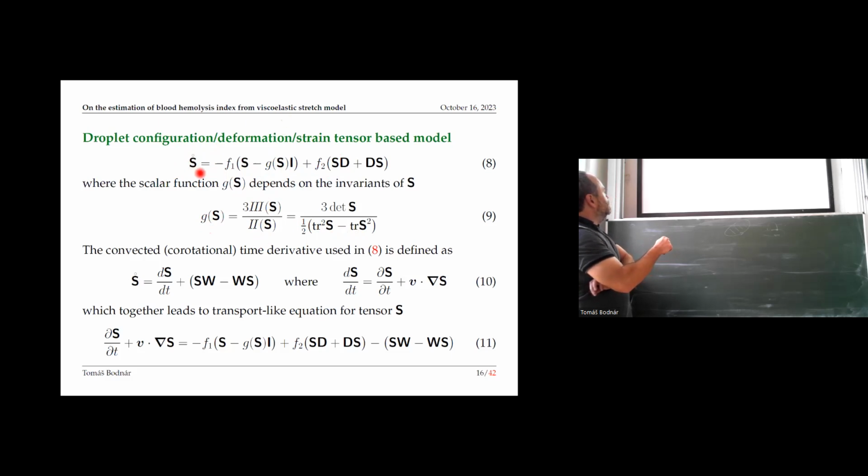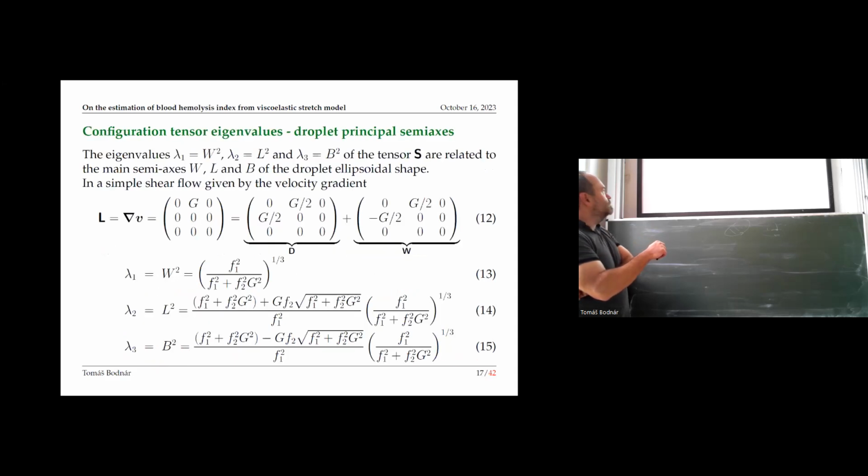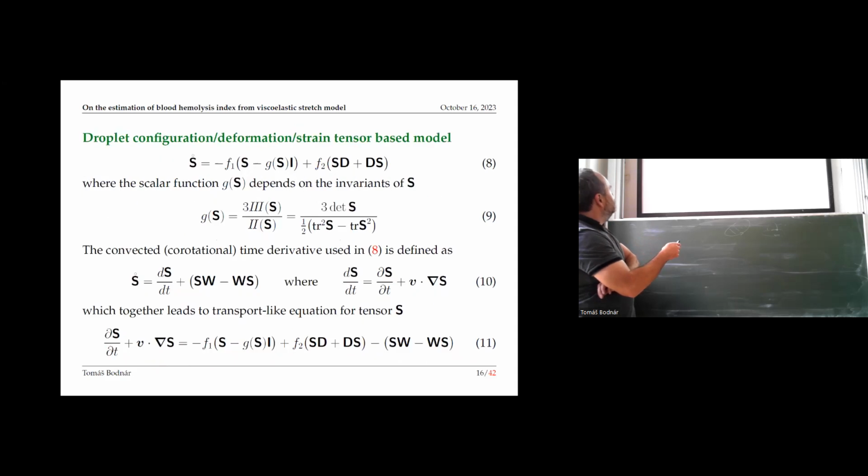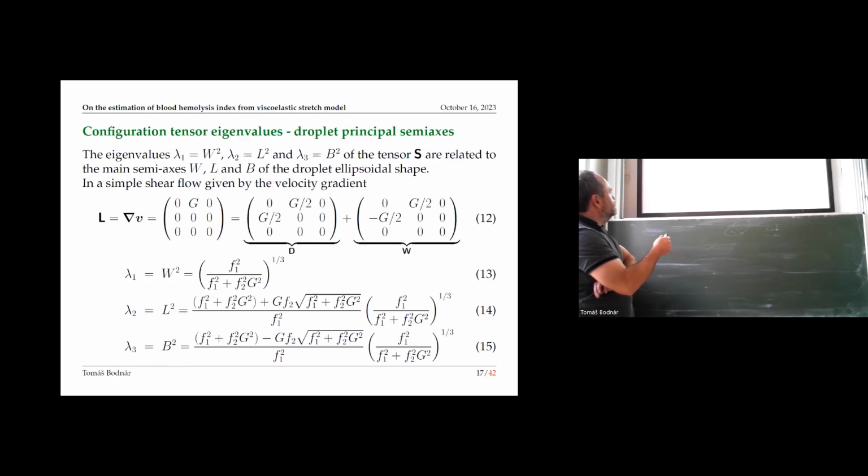So if you expand this rotational time derivative, it looks like this. It works with the material time derivative, and then for the objectivity, there is this additional term that is just working with the skew symmetric part of the velocity gradient. So there's nothing coming from the symmetric part of the velocity gradient. And then you can also expand the material time derivative in this way. And finally, you will get this kind of a tensorial transport equation for this configuration tensor S.